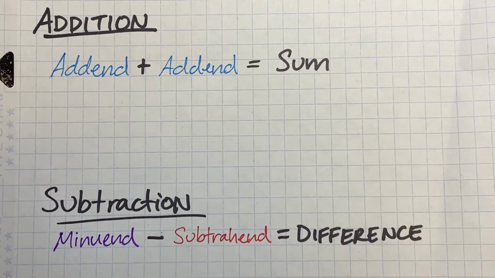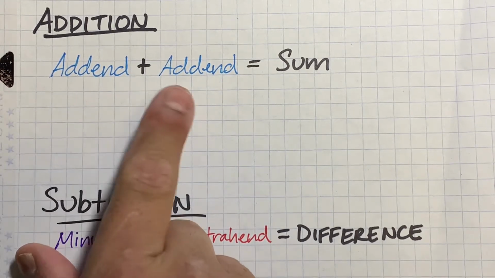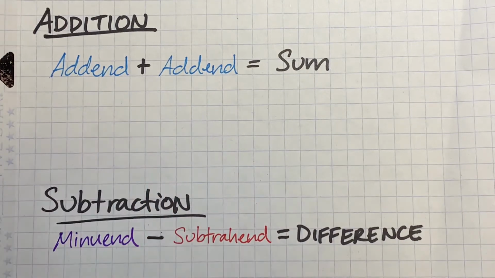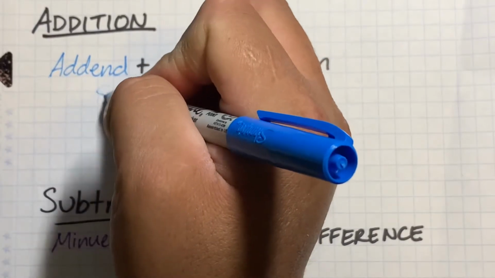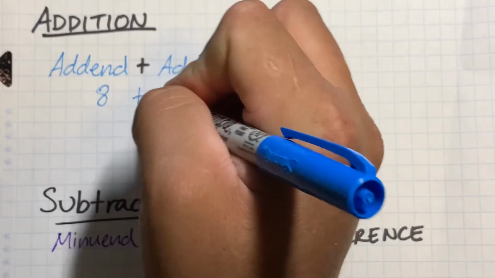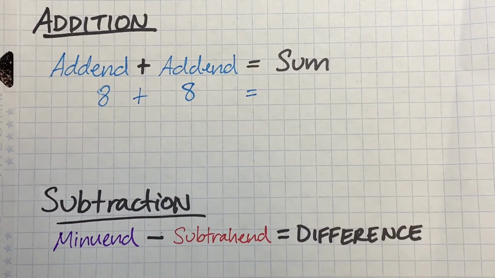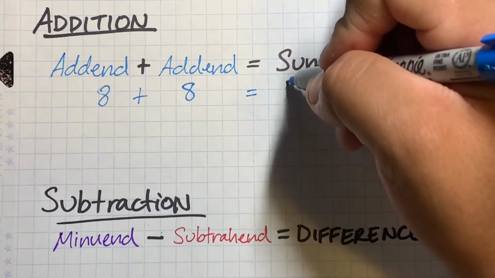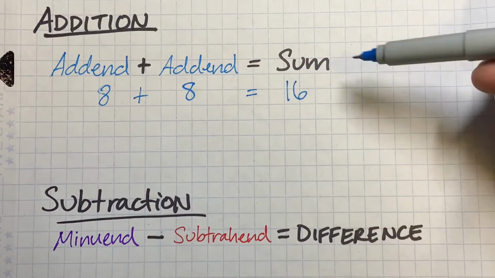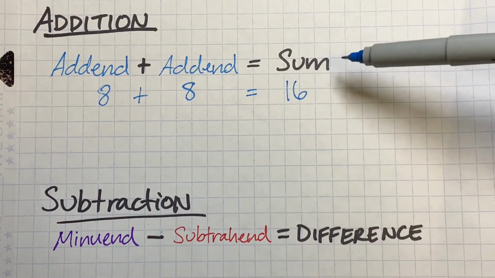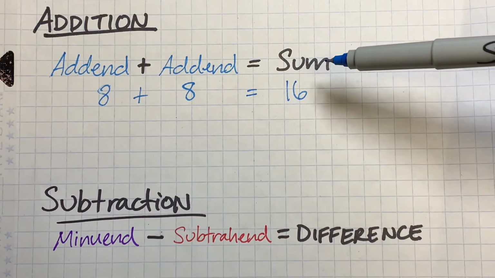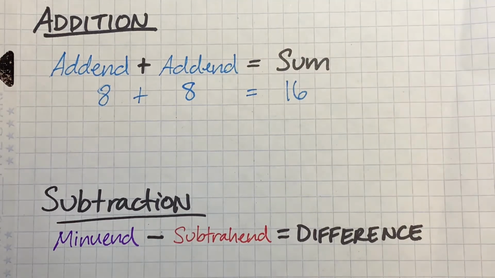All right, some quick vocabulary words. Now, when we add decimals, your add-ins are the numbers that we add together. For an example, if we have the add-in 8 plus the add-in 8, we will get the sum 16. Anytime you hear the word sum, that would be the answer to an addition problem.